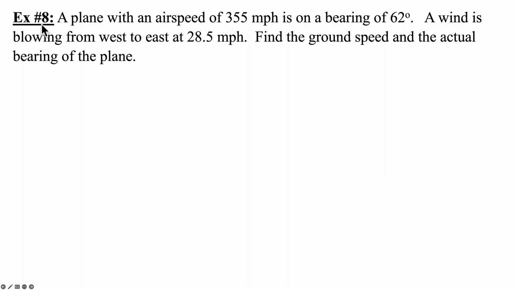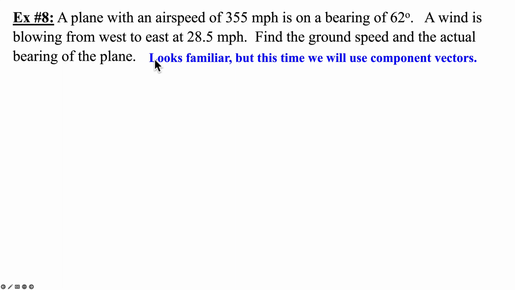All right, example 8. A plane with an airspeed of 355 miles per hour is on a bearing of 62 degrees. The wind is blowing from west to east at 28.5 miles per hour. Find the ground speed and actual bearing. Hey, didn't we already do this problem earlier? Yeah, we did. But this time, we're going to work smarter, not harder. We're going to use component vectors.